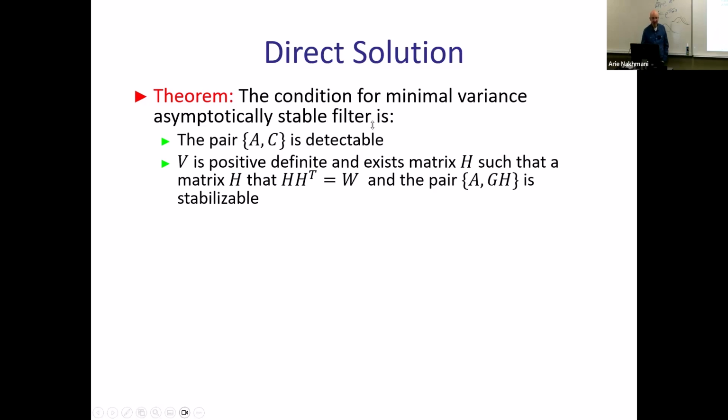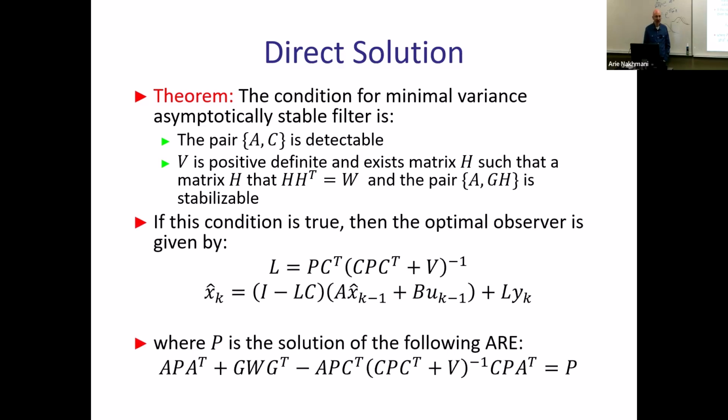So the condition for a minimal variance asymptotically stable filter would be that the pair A and C is detectable. If you remember, for LQR, it was A and B stabilizable, but here A and C is detectable. And V is positive definite and there exists a matrix H, such that H is the square root of W, and the pair A, G H should be stabilizable. This is the theorem for uniqueness of the optimal solution for the Kalman filter. And typically, these conditions are true for most systems. In that case, if this condition is true, the optimal observer or Kalman filter will be given by the gain L.